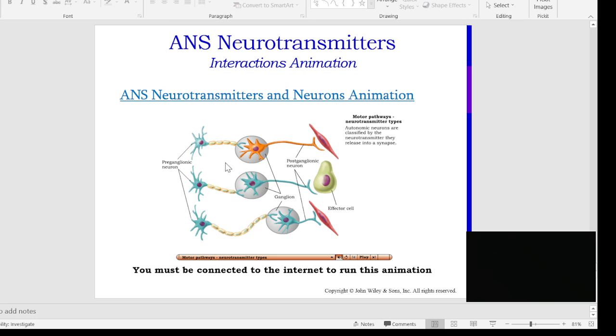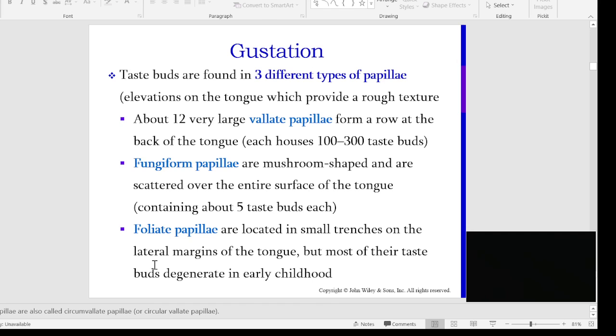Let's go now to the general sensations, the sensory.